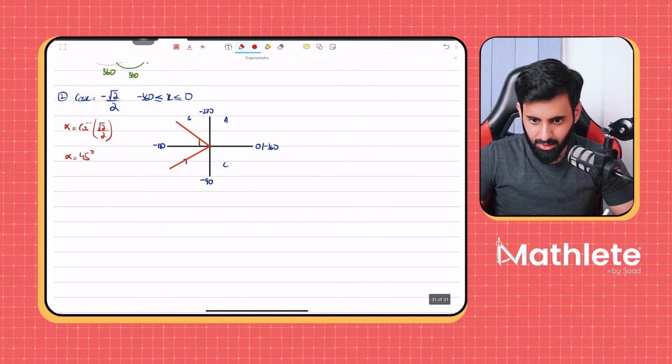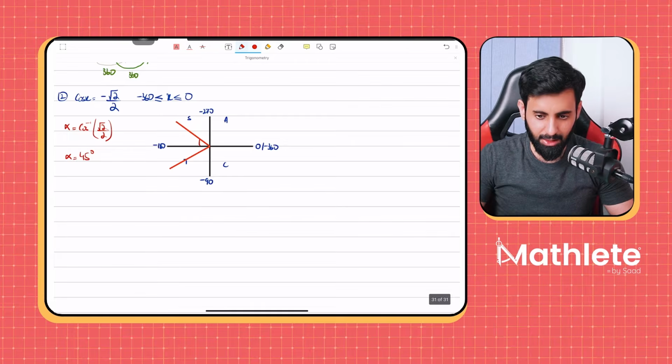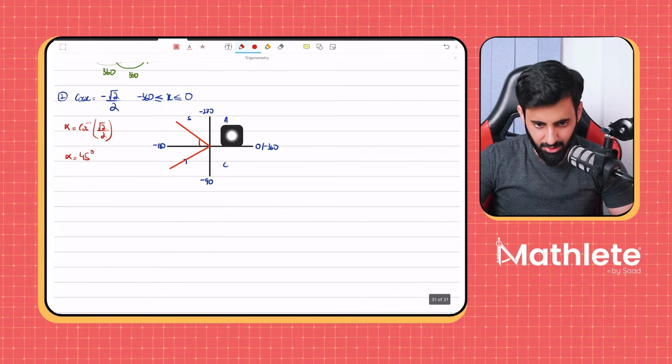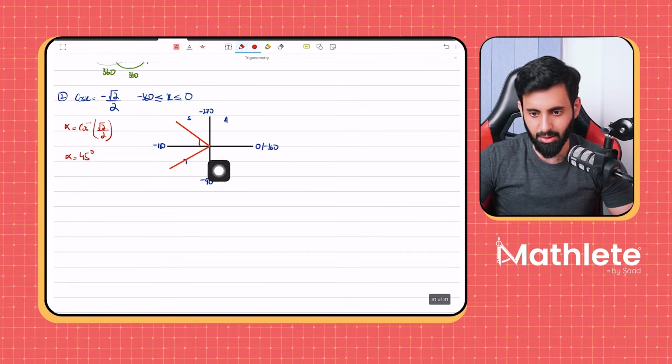All right, I get what you're saying. The order of ASTC remains the same. This is still the first quadrant, this is still the second quadrant, this is still the third quadrant, and this is still the fourth quadrant.